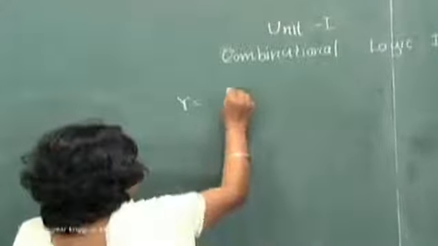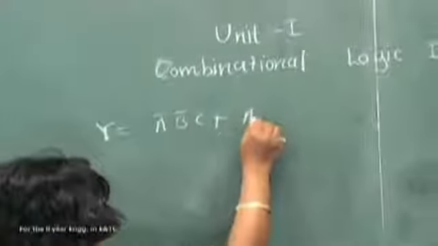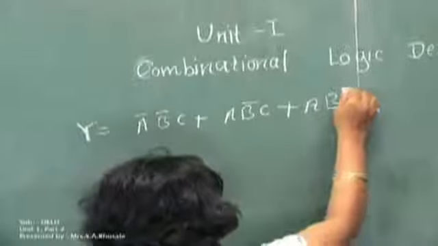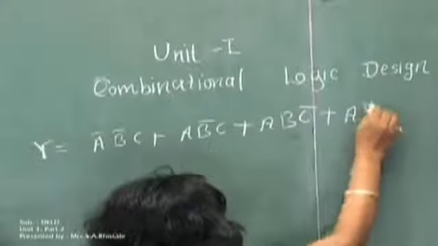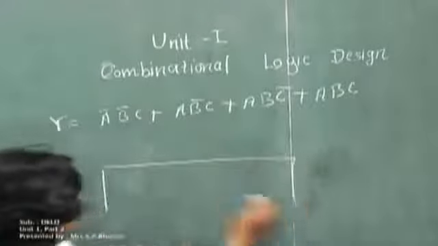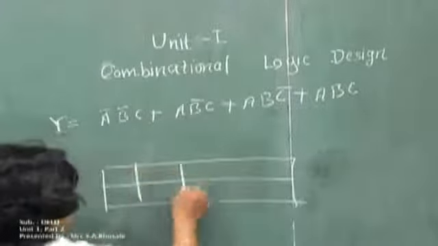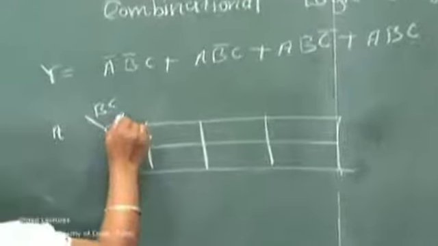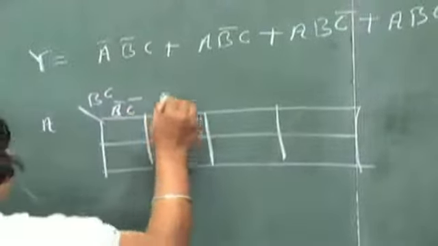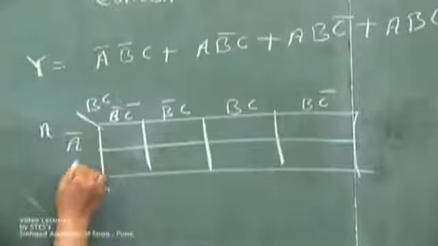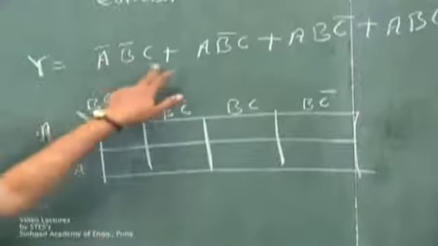I'll be taking the example for the standard SOP form. So Y is equal to A bar B bar C plus A B bar C plus A B C bar plus A B C. From this you will understand this is a 3 variable K-map, so we require a total of 8 cells. We have already seen how this K-map is plotted. So this is B bar C bar, B bar C, BC and BC bar, and this one will be A bar and A. So the first term is A bar B bar C.